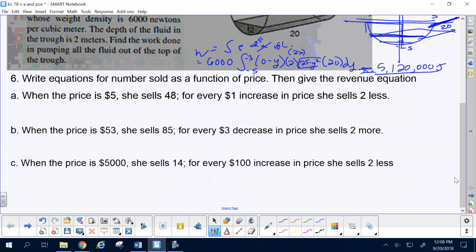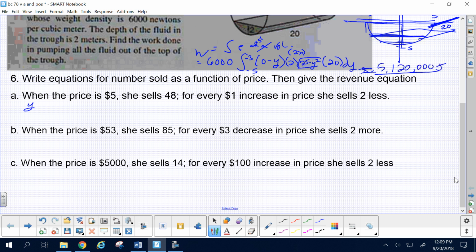Okay? So we want to do 2 things. I want to write number sold as a function of price. Number depends on price. You get to choose the price. The number you sell depends on that. Then we'll give the revenue equation. So let's start here. What kind of relationship mathematically is this? If you hear "for every" in life, it says linear. So if it says for every dollar increase, she sells 2 less, that's a constant linear relationship.